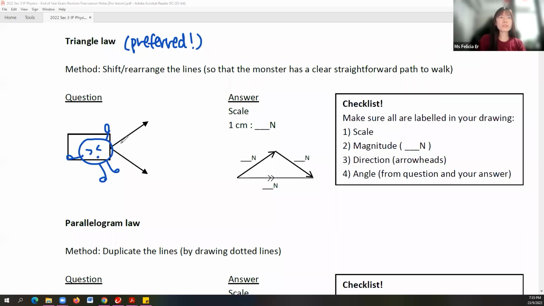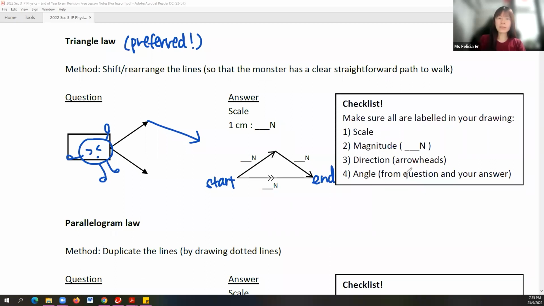What I will do is maybe shift this line to be over here. This time around, the monster just has to walk up, then walk down. Can you see? Walk up, then walk down. Since the monster started from the left side, your resultant arrow will be from the start to the end. That's why you draw it with a solid line and a double arrowhead to represent the resultant. Take note that whenever you are drawing, these are the checklists.